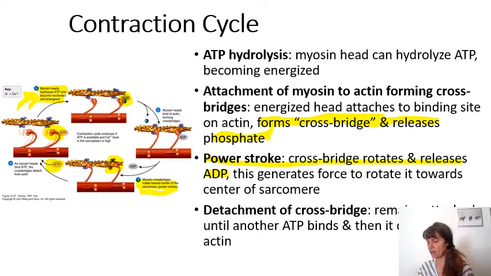So we have to have fresh adenosine triphosphate in order for the bond between actin and myosin to be released. If we don't have fresh adenosine triphosphate, there will be no release between the actin and the myosin. And that's usually what we see when people are not producing enough adenosine triphosphate.